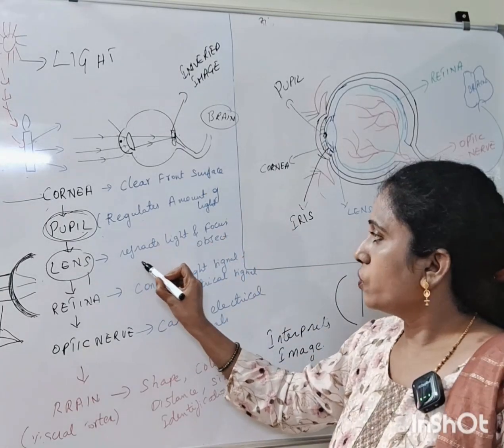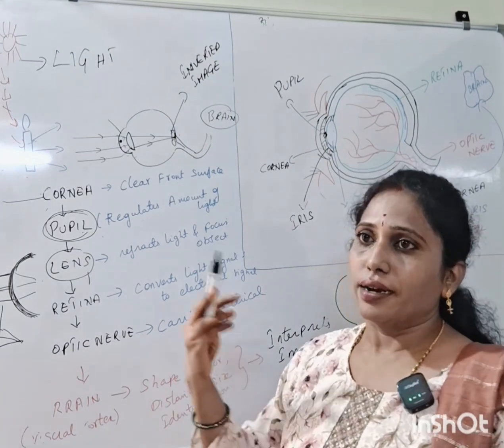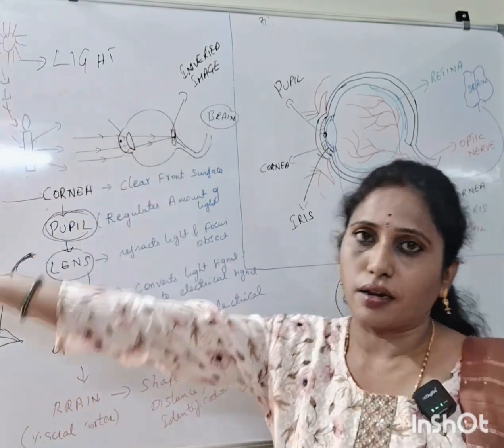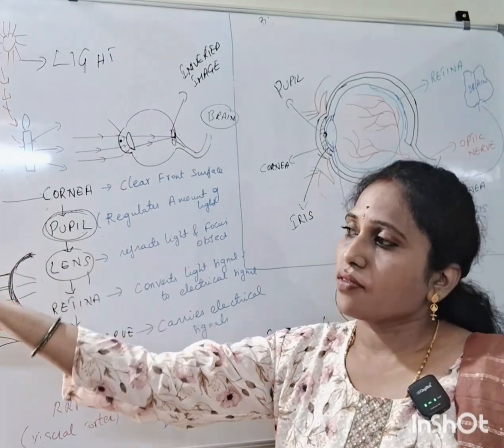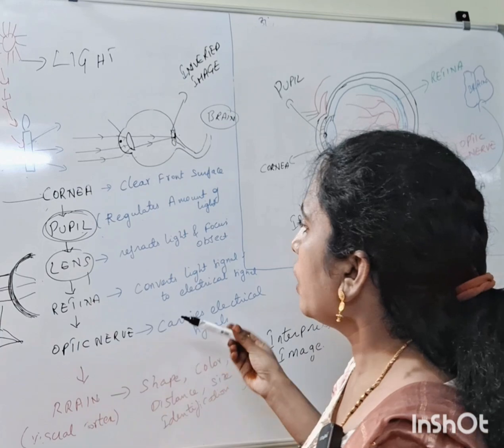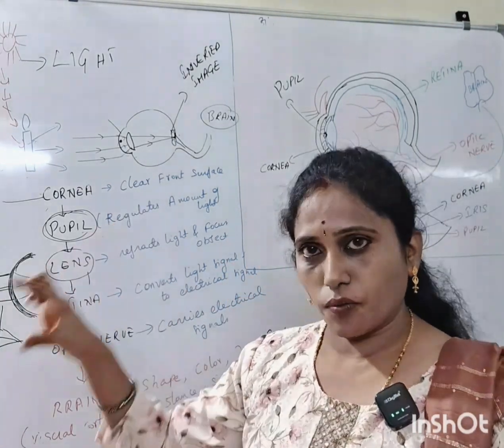Immediately behind the cornea we have the lens. Lens, what does it do? It focuses on the object. The location of the object can vary. Either it can be closer or it can be far away. So based upon the location of the object, it focuses. The main function of the lens is that it helps to focus on the object.